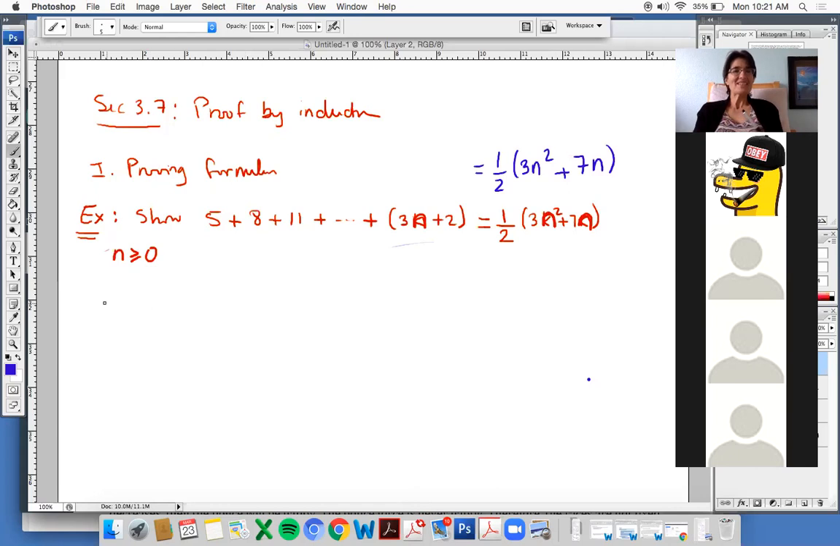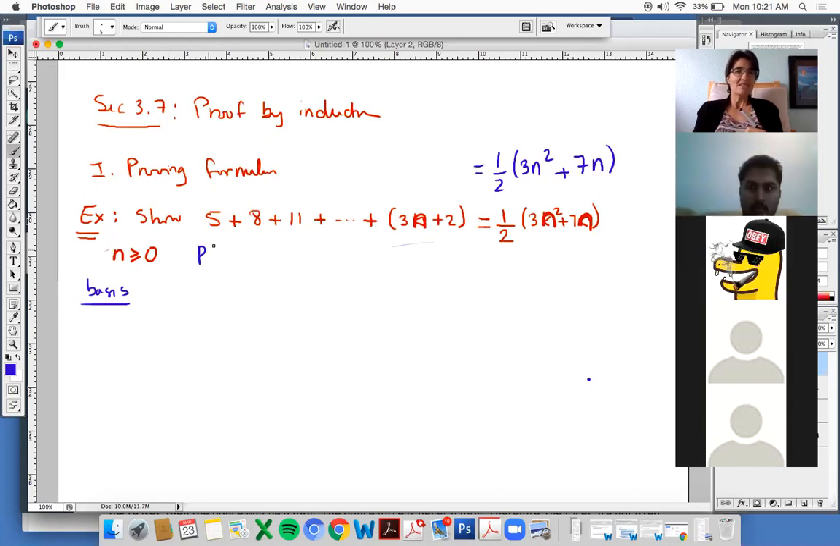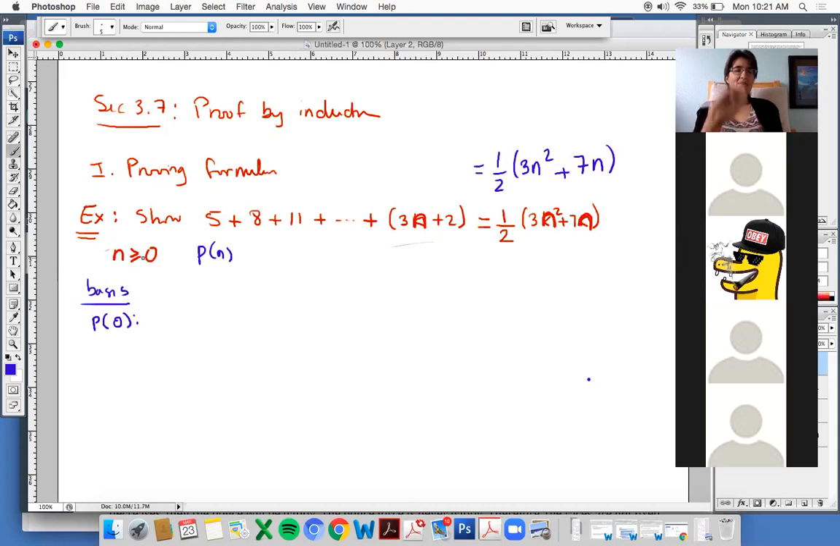All right, so let's look at this. With induction, the idea is that we look at the basis step. The basis step is basically the proposition at the lowest integer that you're trying to show it's valid for. So this here is my proposition, P(n) is this whole equality statement. The basis step is P(0) in this case, because n is bigger than or equal to zero and I'm trying to show this is true for all non-negative integers. The basis is the lowest value of n that you're interested in.